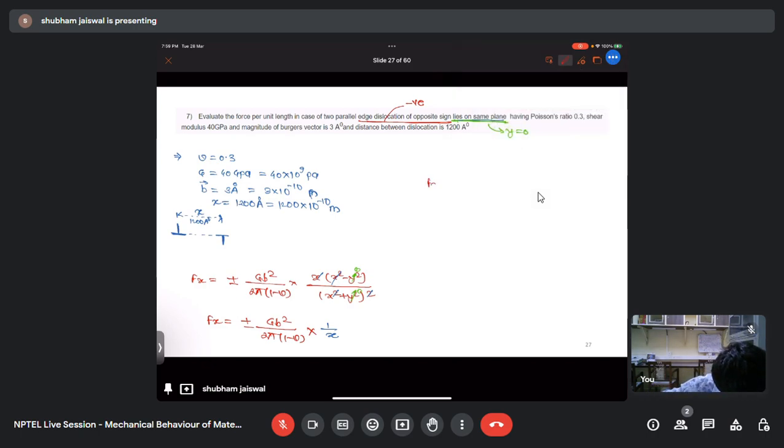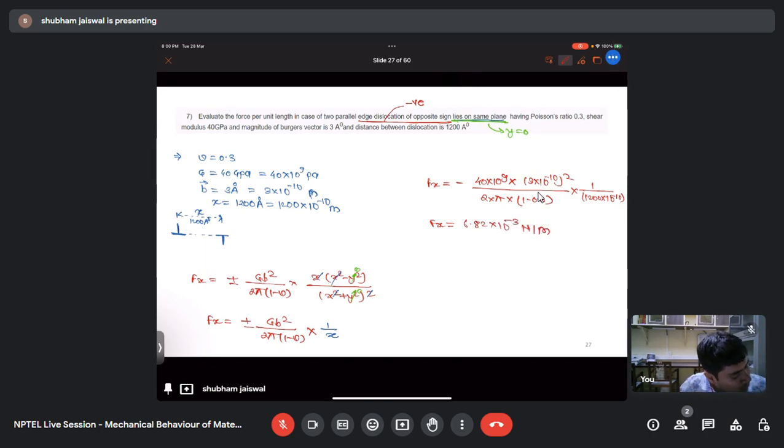So Fx equal to minus G is 40 into 10 to the power 9 into b is 3 into 10 to the power minus 10 whole square, divided by 2 into pi into 1 minus nu, 1 minus 0.3, into 1 by x, which is 1200 into 10 to the power minus 10. So if you calculate it, you will get Fx somewhere around 6.82 into 10 to the power minus 3 Newton per meter. So this is the answer.